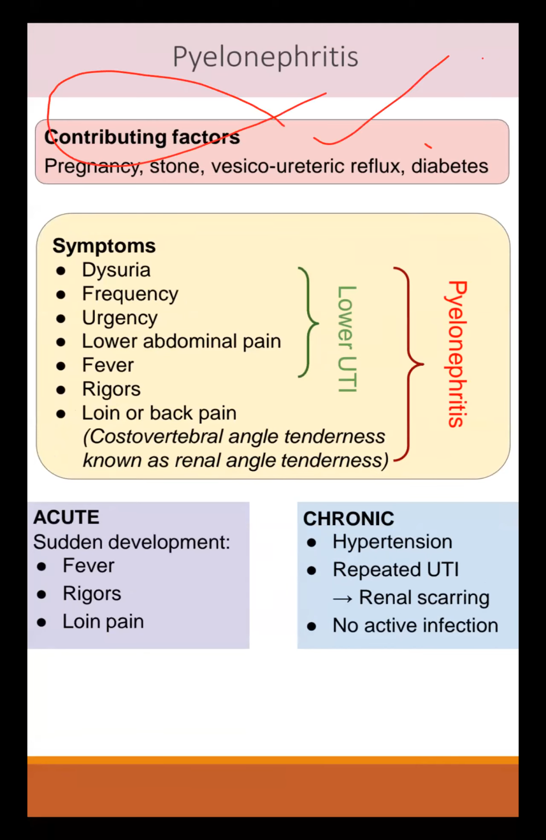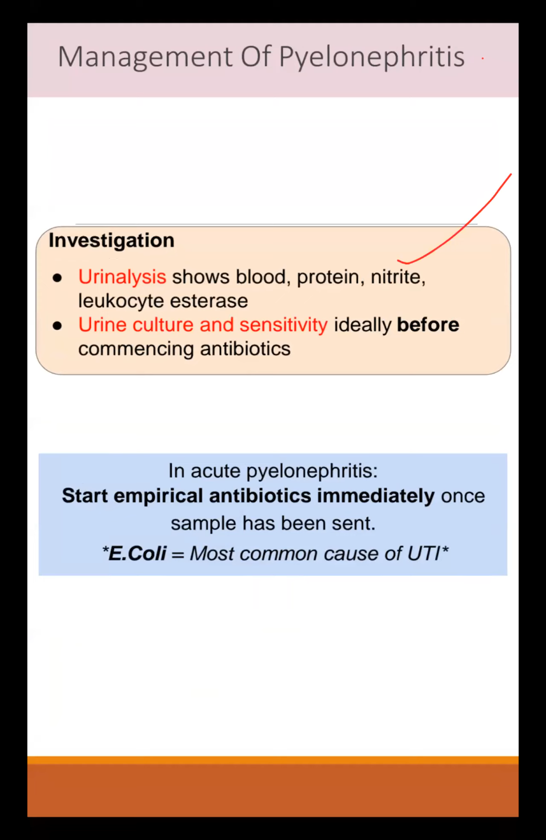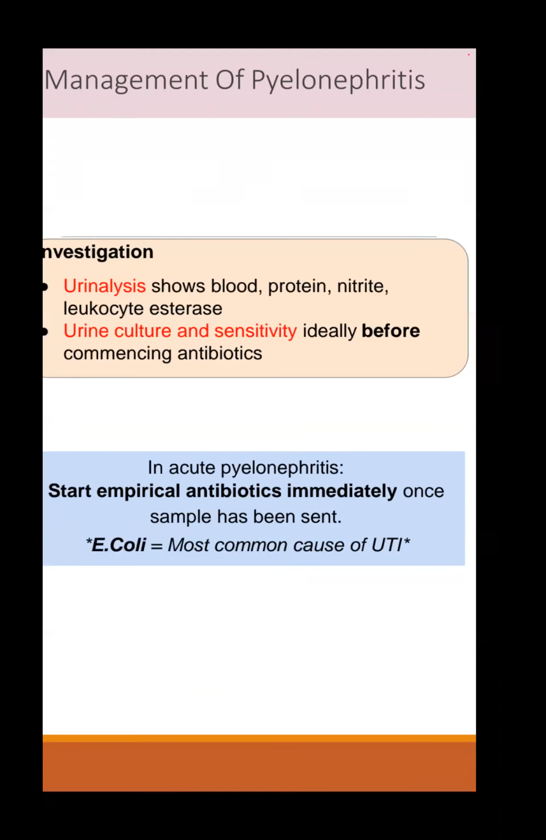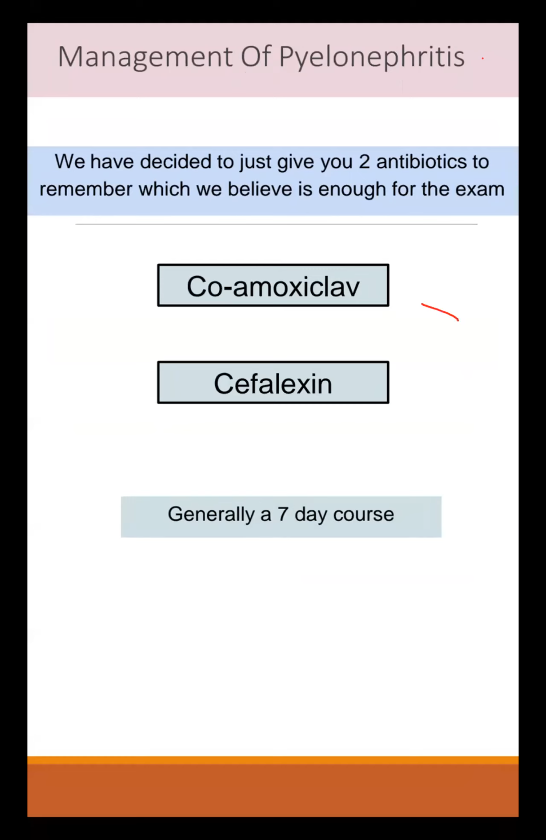Pyelonephritis question, causative organism or causative factor, recurrent vesicoureteric reflux or diabetes patient, and this presentation will be the rigor, urgency. We have to diagnose, management: urinalysis to see the blood, protein, urine culture and sensitivity before commencing antibiotic. So start empirical antibiotic immediately, and the most common organism for pyelonephritis is E. coli. Management of pyelonephritis is ciprofloxacin or cephalexin, generally a 7-day course. We have to remember this way.